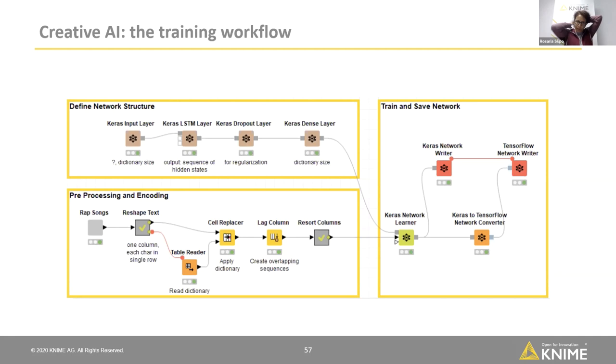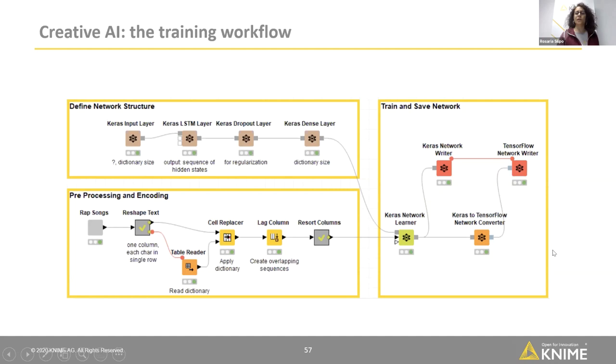And then finally, with this column, you build the vector of past characters that you want to feed into the network. So you're going to have a long sequence of characters, and then using the lag column node, for each character, you also build a past of 150, 200 characters that you want to use for the network. Again, we use the Keras Network Learner to train the network, and then we save the result. This is the deployment workflow.